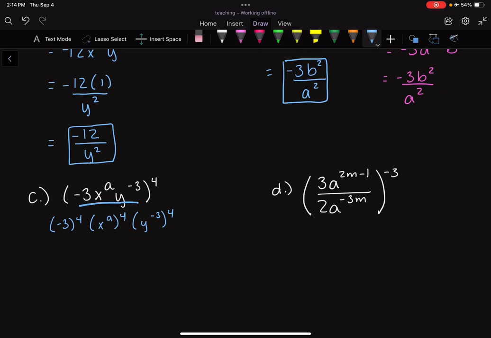Now, -3 to the 4th is 81. 4 times a, I can just write as 4a. There's nothing I can do there, I can't simplify any further. -3 times 4 is going to be -12, so that's y to the -12. Not finished yet, because I don't want a -12, I want a +12. So that's going to have to move into the denominator.